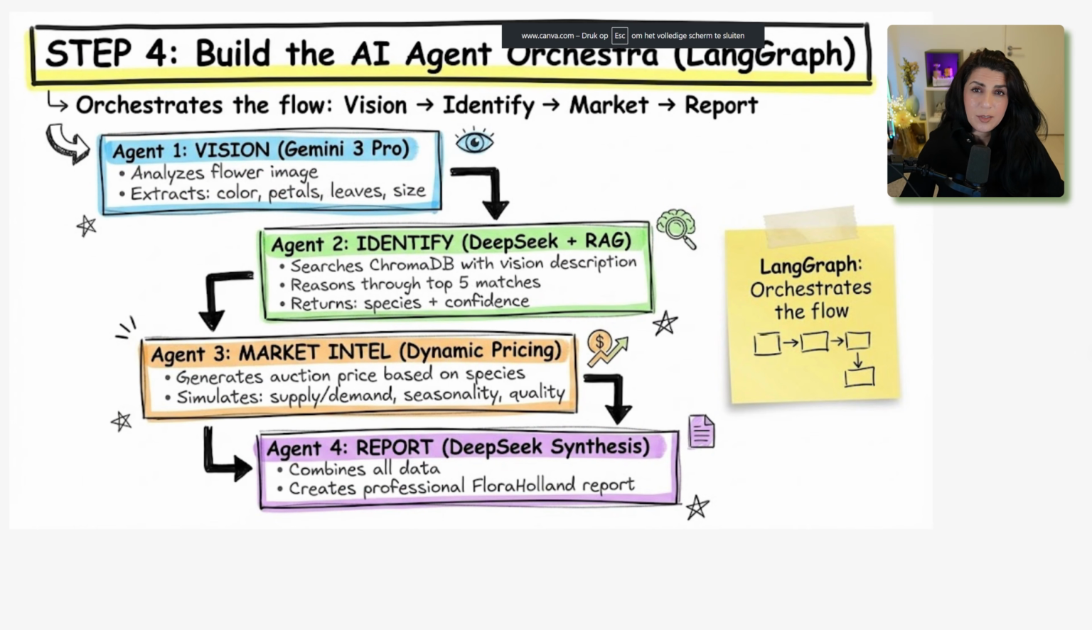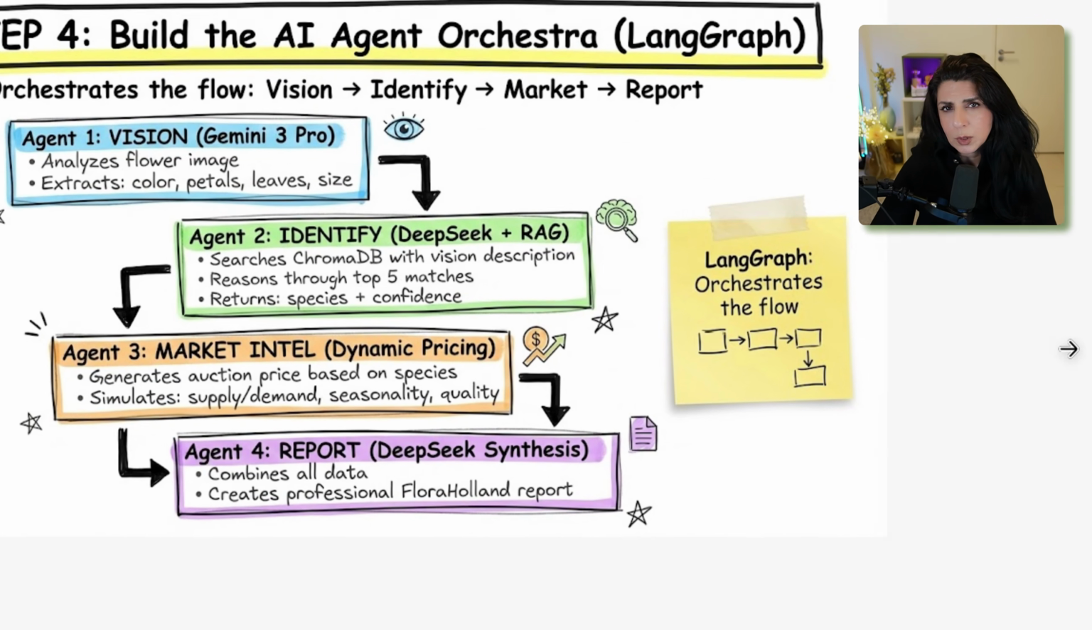So now that we've got our database, we can go ahead and build the AI agents orchestration. We're going to build it in LangGraph. We're going to have a vision model, of course, to just understand which image we have. Then we will identify, and then we will use kind of market intelligence, like kind of dynamic pricing for that auctioning part. And then finally, we are going to do a reporting.